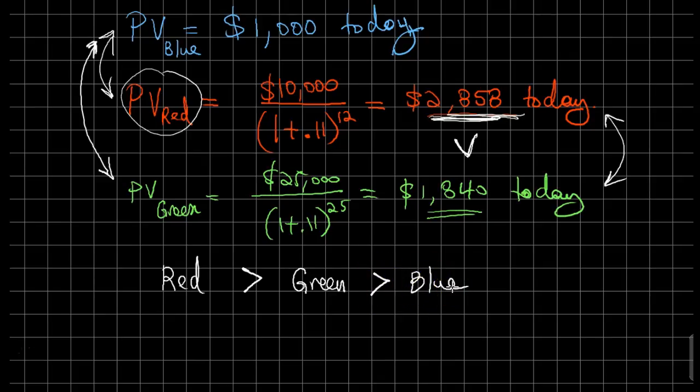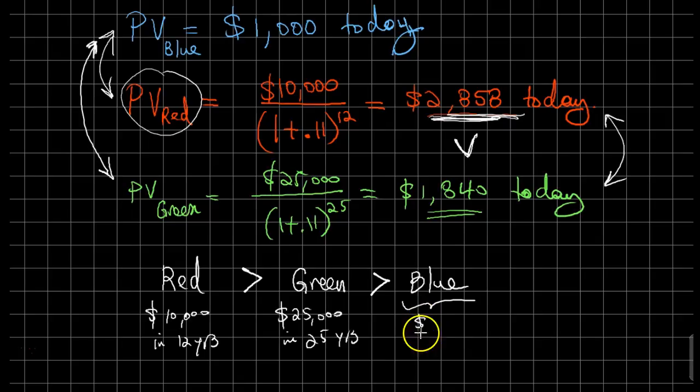So we would definitely prefer to have $10,000 in 12 years, that's our first choice, which is better than having $25,000 in 25 years, which is better than having simply $1,000 right now. So that's one way to approach this problem.